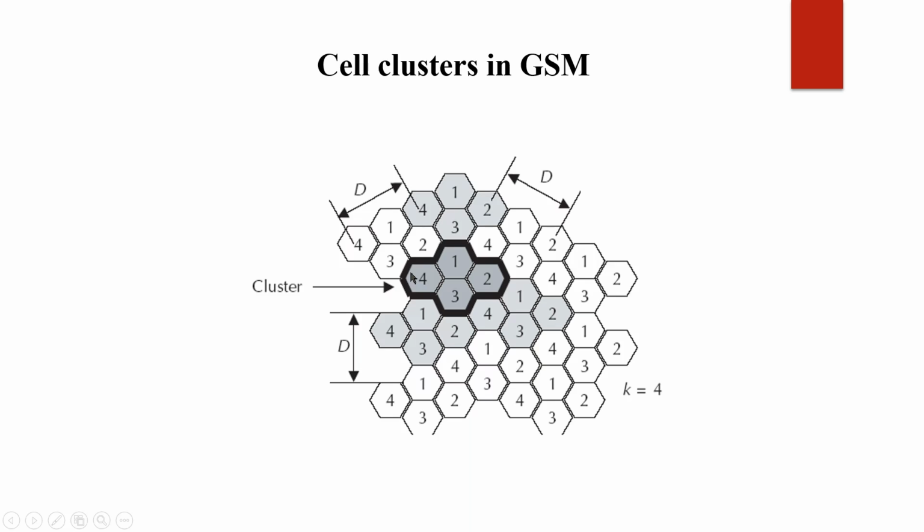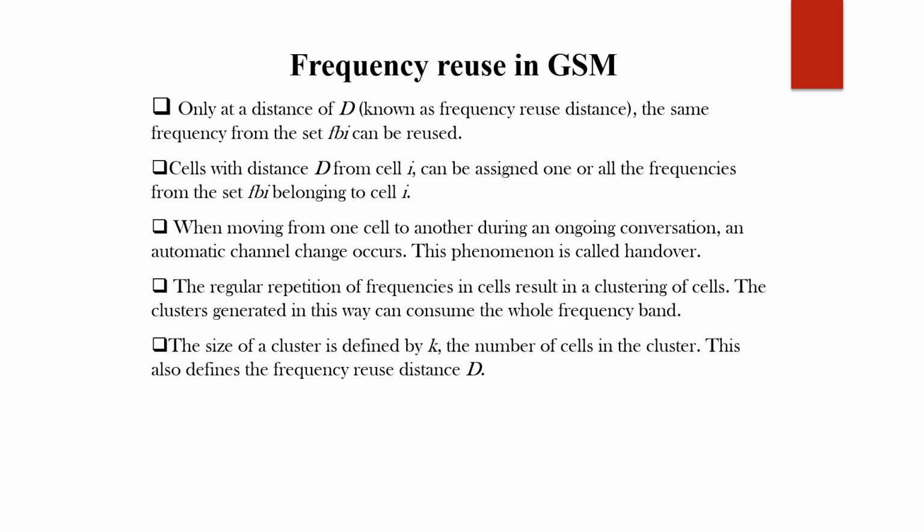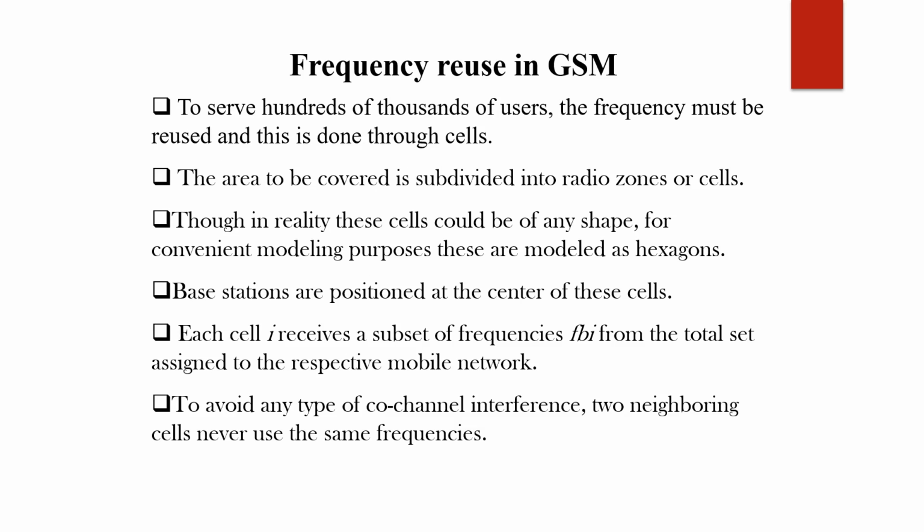The main purpose is that the same frequency used in channel 4 in this area and the same frequency used in channel 4 in another area will not merge or interfere with each other. So a distance is maintained between the cells. This whole combination is called a cluster. The number of cells that come together is called a cluster. So K is equal to 4, which means each area has a cluster of 4 cells.